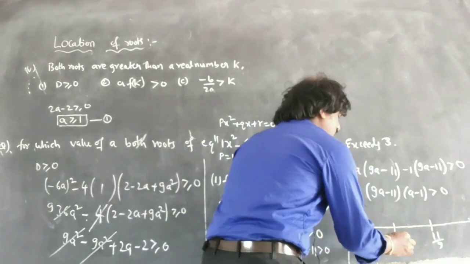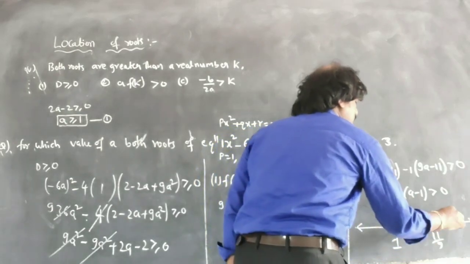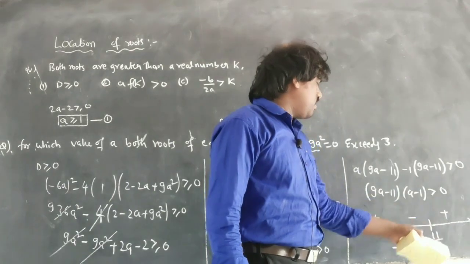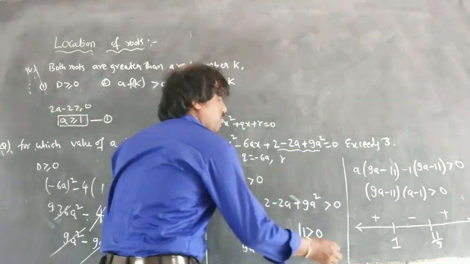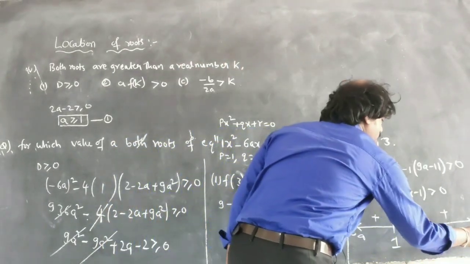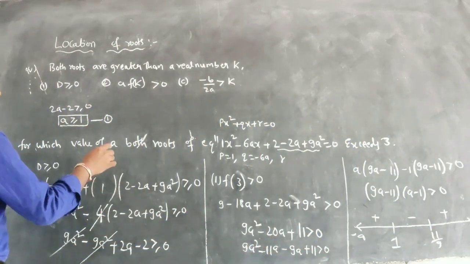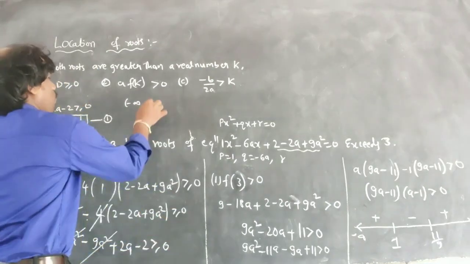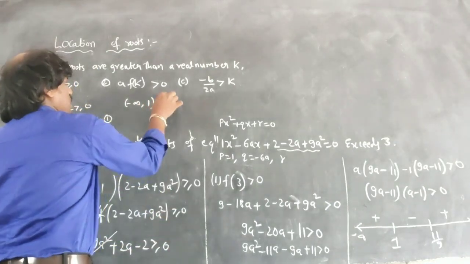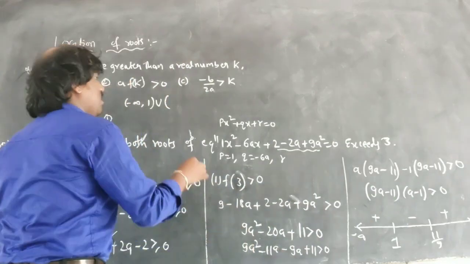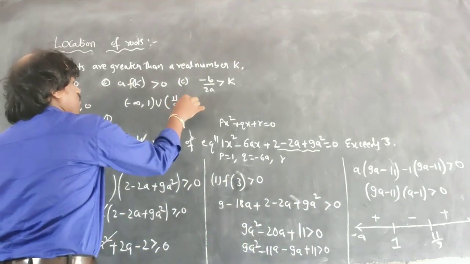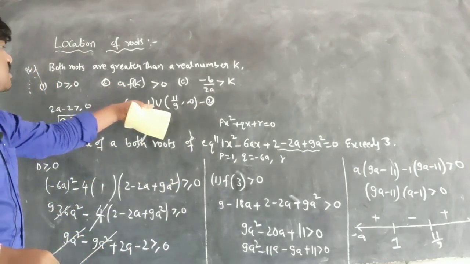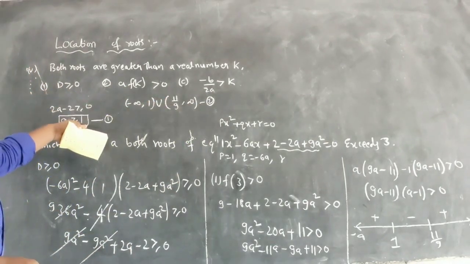So 11 by 9 I will keep here. So plus sign, minus sign, plus sign. According to the situation, greater than means plus is the answer. So what am I going to get as the answer here? Second case, I am going to get the answer, that is minus infinity to 1 open, union 11 by 9 to infinity. This is what I am getting in the second case. So I applied the second case, the answer is this, the first case answer is this.